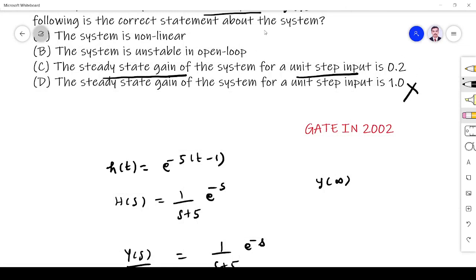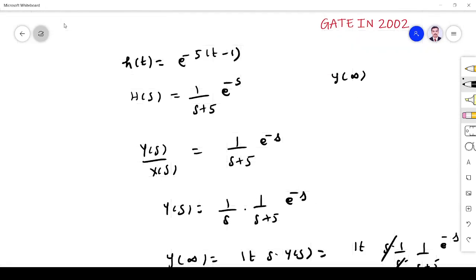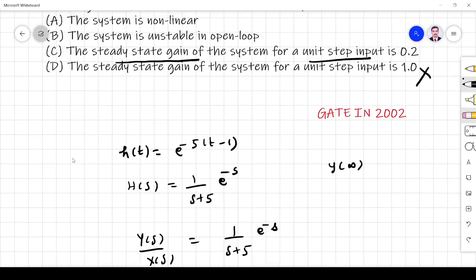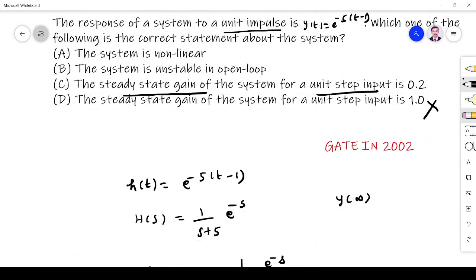This is wrong. Whether the system is linear or non-linear, from this we cannot find. Even though if they give y of t, we can find, but they give impulse response, not output. So that is impossible to find. Right? So that is another thing. It is unstable, that is also not possible to find.